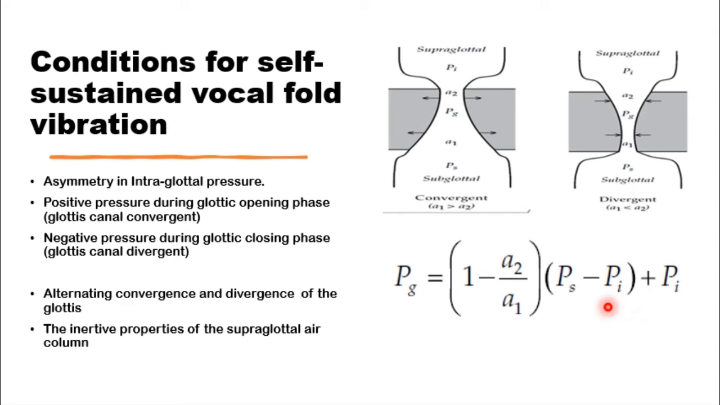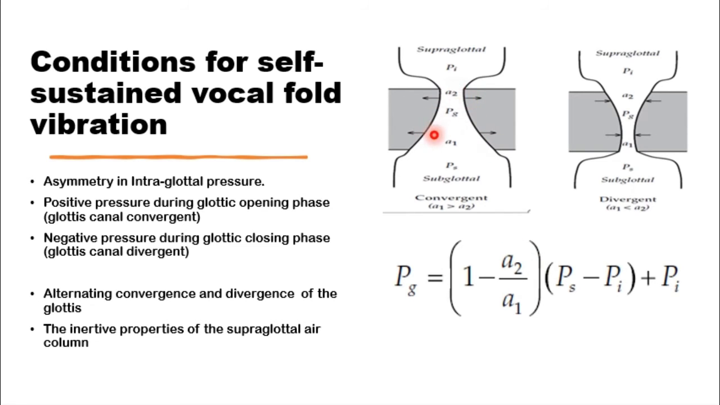The first entity is basically the difference between the subglottic and the supraglottic pressure. If there is more pressure in the subglottic area, it's going to drive air through the canal. But this is multiplied by a certain factor reflecting the configuration of the glottis.